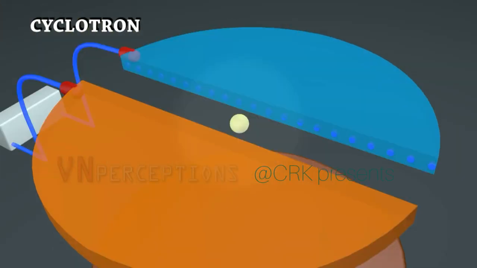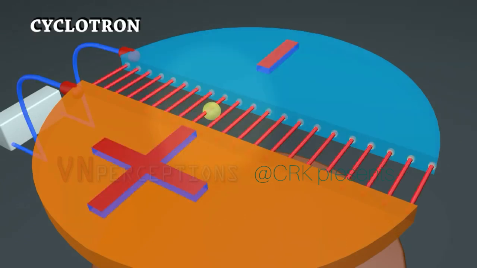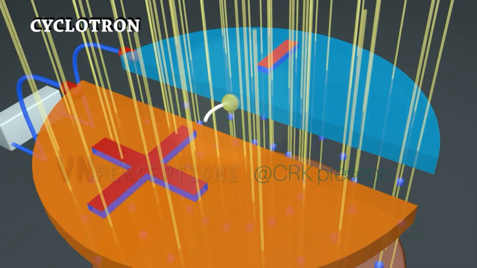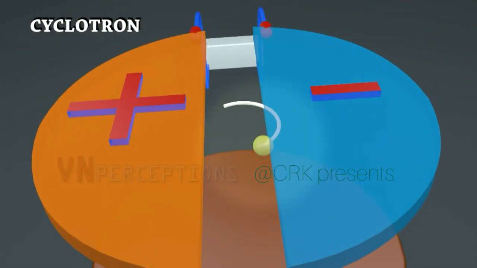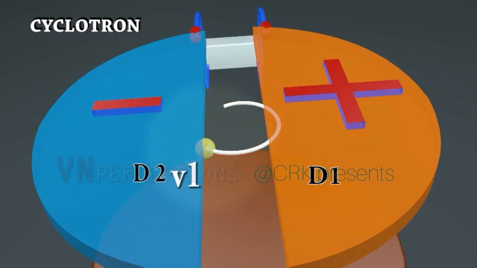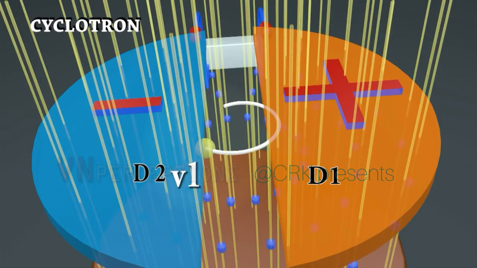When the particle was born, its velocity was 0. When it enters the D, its velocity is v, and it is constant because the magnetic field cannot change the velocity. The oscillator will change the polarity. When it comes out of D, it again comes under the influence of the electric field. The electric field accelerates the charged particle to v1. When it enters D2, the velocity would remain constant.